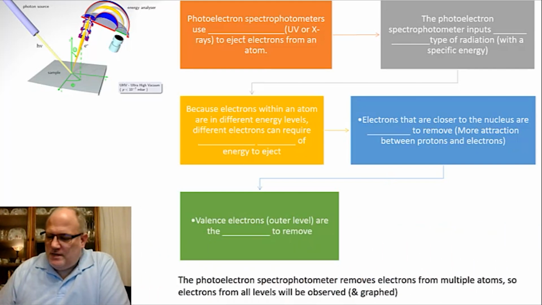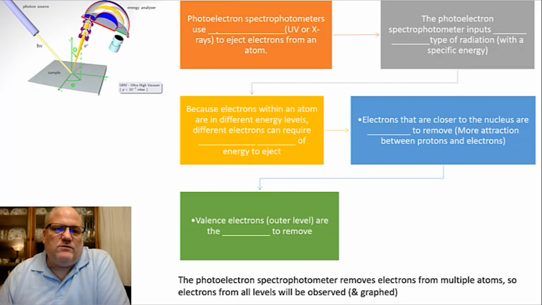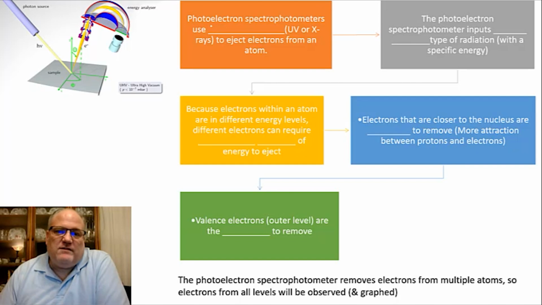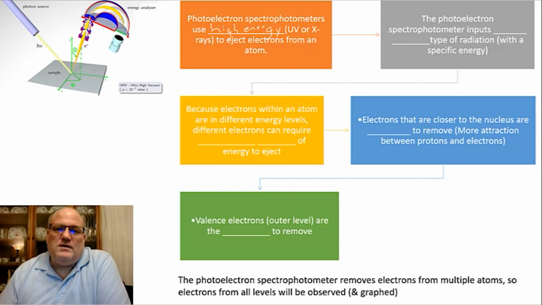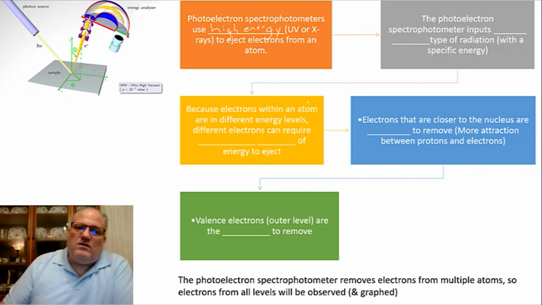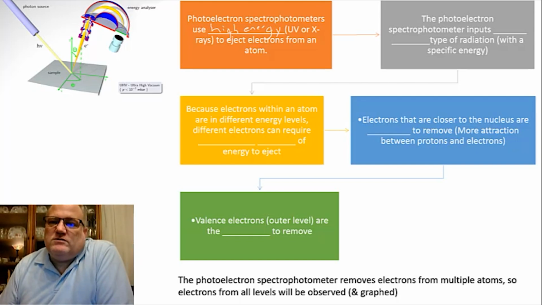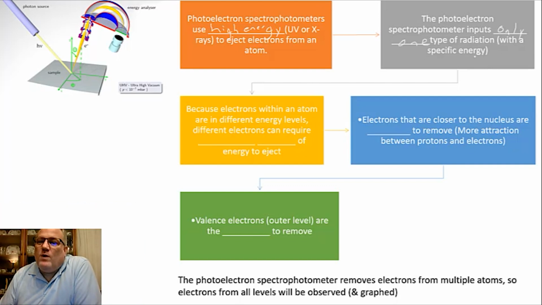I'm going to keep the diagram of the apparatus in the upper corner over there because we're going to refer to it a little bit. But this is a reminder of what we just talked about. The photoelectron spectrophotometers on the left use high energy ultraviolet or X-rays to eject electrons from an atom. The photoelectron spectrophotometer inputs only one type of radiation with a specific energy, so we always know what that photon's energy is.